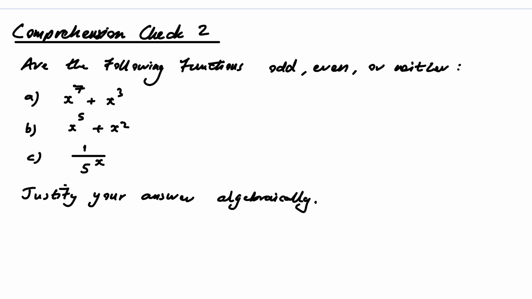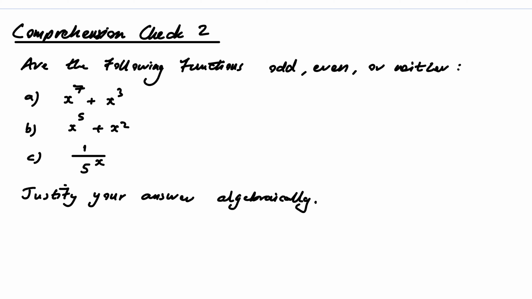So now we need to check odd, even, or neither properly. We don't want to just rely on a graph. For example, we may not have a graph in front of us. Finding the graph could be very complicated. So we've got a few shortcuts, but I don't want to use them.